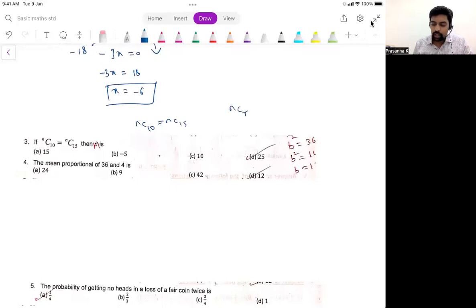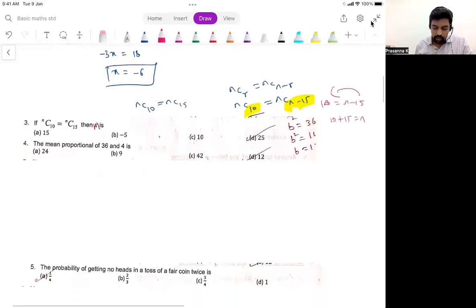Third question, if nC10 equals nC15, then find the value of n. So there's a formula, nCr equals nC(n minus r). Therefore, nC10 equals nC(n minus 15). Now equate 10 and then n minus 15. So if you equate those two, you will get 10 is equals to n minus 15. Minus 15 on the other side becomes plus 15. Therefore, n is equals to 25.